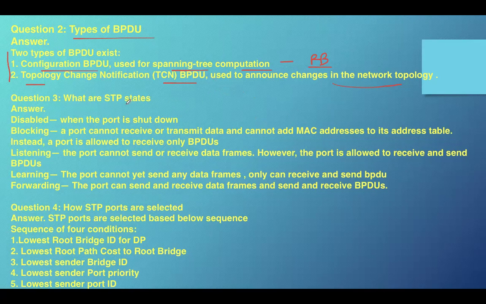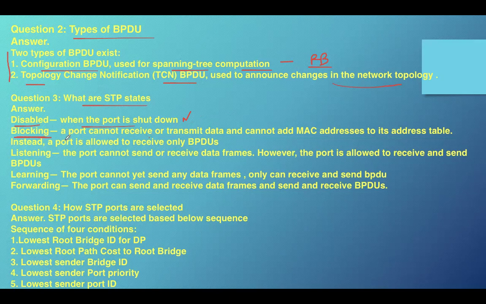Another question they may ask: what are the STP states? So we have the disabled state. Disabled is when the port is shut down. We have the blocking state. Blocking means as soon as you unshut that interface, the switch blocks that port immediately in order to prevent a loop.